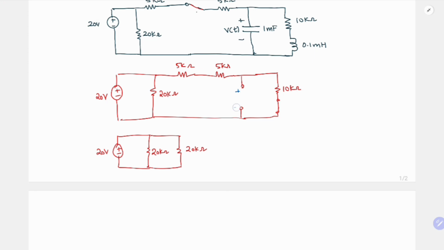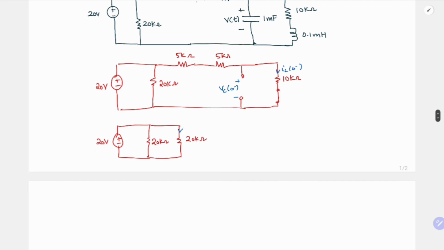So can we try to find Vc of 0 minus and IL of 0 minus? So first let us find IL of 0 minus. IL of 0 minus is nothing but the current in this arm, which is nothing but 20 volt by 20 kilo ohm, which is 1 milliamp. Okay, so 1 milliamp is flowing in this arm. So if I take this as ground, what will be Vc of 0 minus? It will be 1 milliamp into 10 kilo ohm. So it is equal to 10 volts, right?